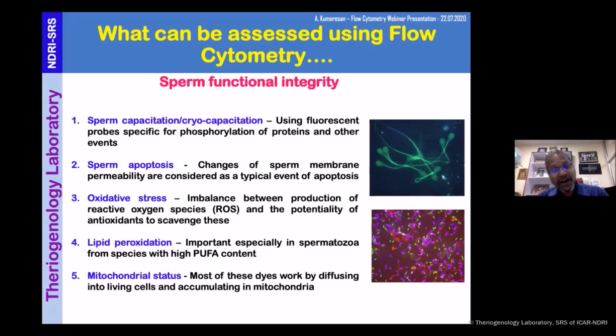Oxidative stress, there are a lot of markers coming into the market to identify sperm ROS, and all these can be quantified. Superoxide, hydrogen peroxide, reactive oxygen species, and reactive nitrogen species can all be quantified individually based on the marker you are using. Lipid peroxidation: BODIPY is one simple dye which can be used to identify lipid peroxidation. And for mitochondrial status, there is a list of dyes you can use. So all these things can be assessed.